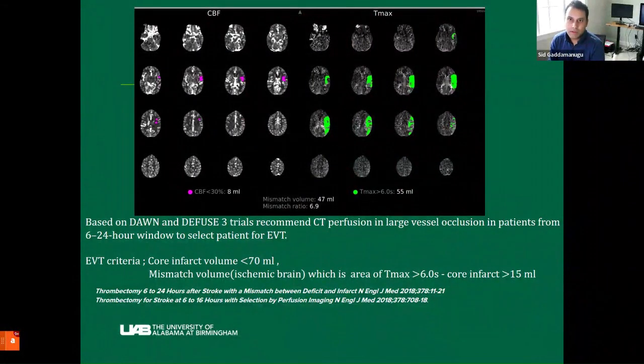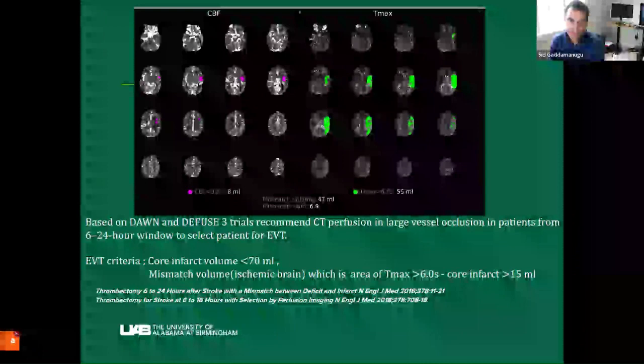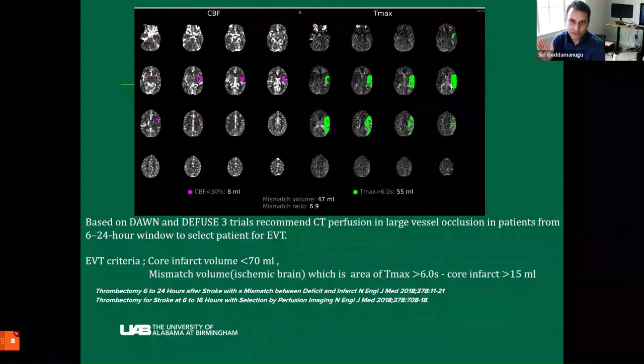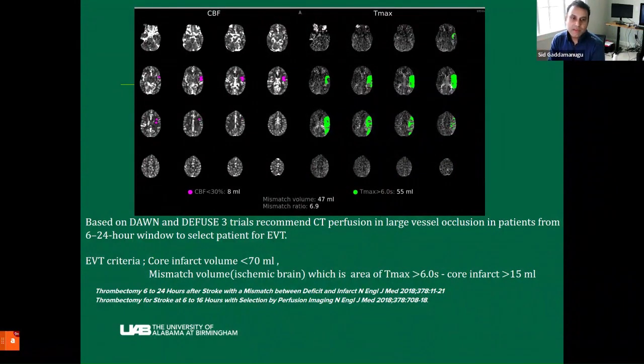That's very well accepted, okay? So your algorithm should be to do a head CT, a CT angiogram, and if there is a large vessel occlusion on CT angiogram, then you would do CT perfusion.